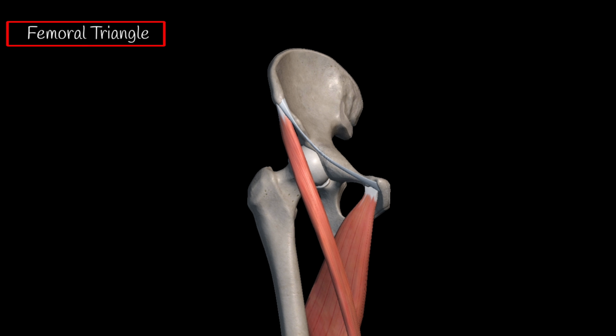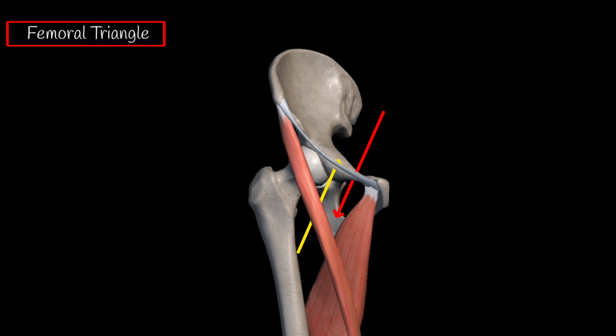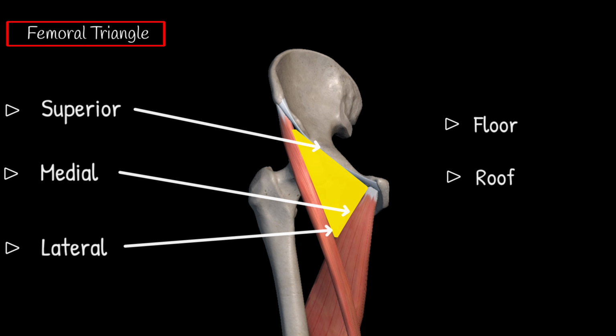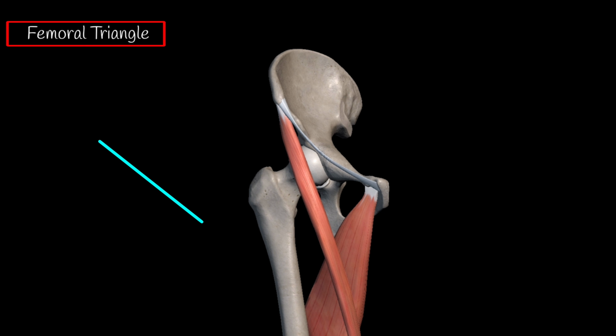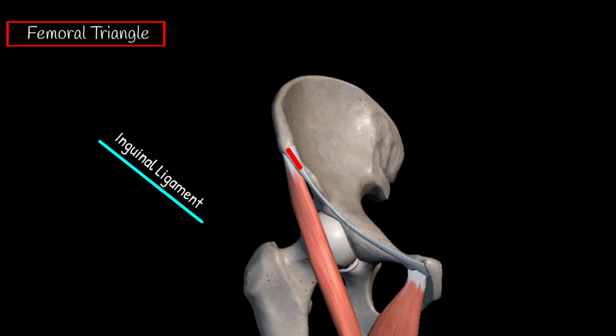The femoral triangle is a wedge-shaped area located within the superomedial aspect of the anterior thigh, and is a channel for the structures entering and leaving the anterior thigh. The femoral triangle has three borders: superior, medial, and lateral, a floor, and a roof. The superior border of the femoral triangle, or its base, is formed by the inguinal ligament. It runs from the anterior superior iliac spine to the pubic tubercle.